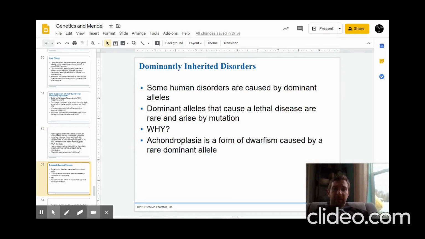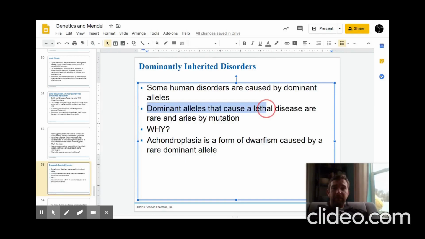And then some dominantly inherited disorders. Now these are super rare. For dominant alleles that cause a lethal disease, why would that be? And why is it that they not only are rare and they do not tend to get inherited? Why are they usually a new mutation that comes up?